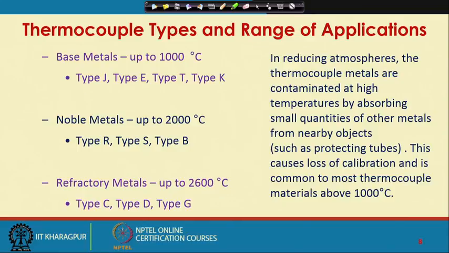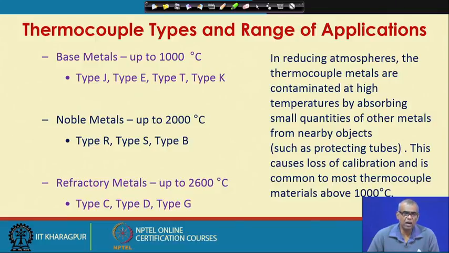This is another summary of different types of thermocouples and their range of applications. Thermocouples made up of base metals, they are generally used to measure temperatures up to 1000 degree Celsius. Examples are type J, type E, type T, type K. Thermocouples made up of noble metals, they can be used up to 2000 degree Celsius or 1700 degree Celsius.